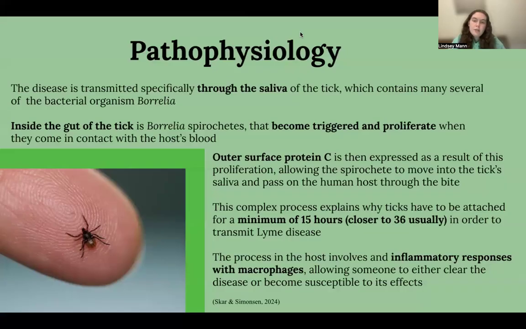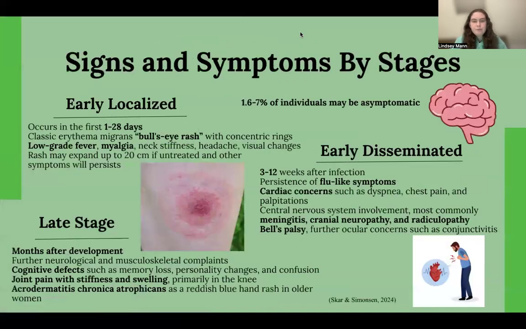And then within the host, that starts an inflammatory response with macrophages. Some people are able to just clear the infection and not have any symptoms. But some people that are more immunocompromised or have differing immune systems may not clear the disease as easily, and they may end up with more symptoms.